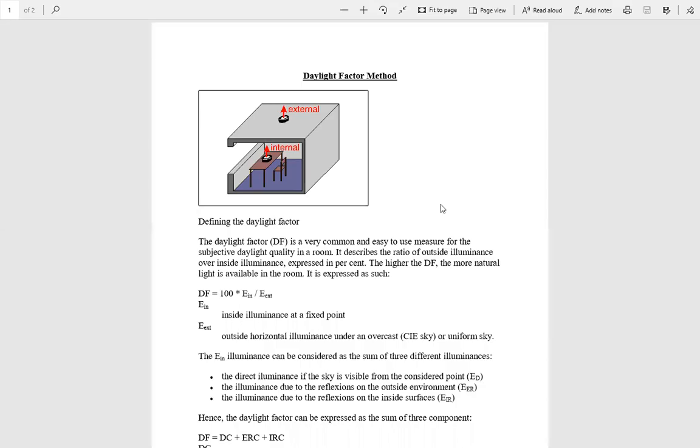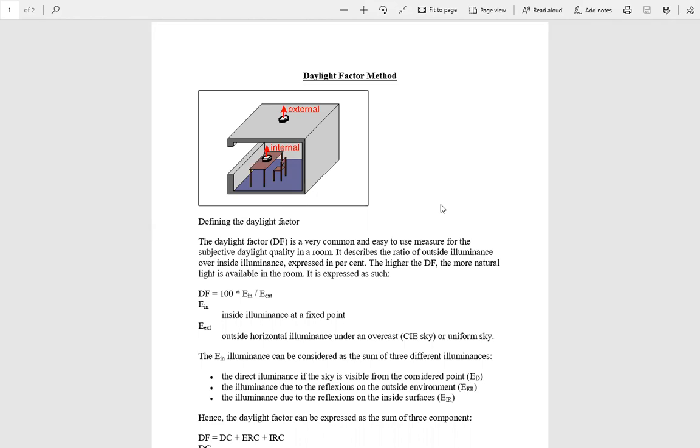Hello students. In this lecture we are going to discuss the daylight factor method, the extension part of the daylighting principles. So let's start with the daylight factor method.